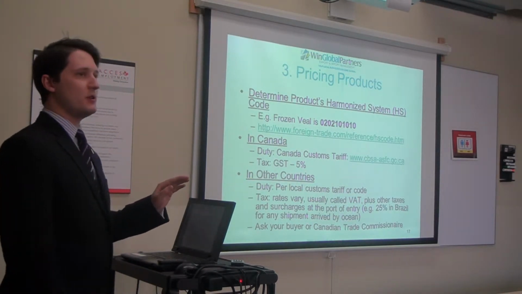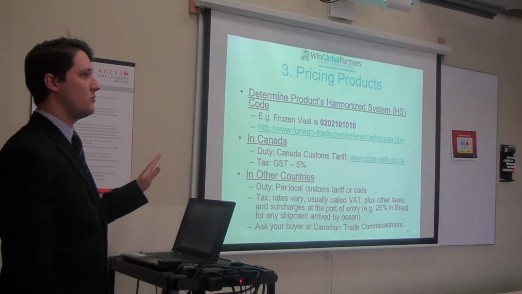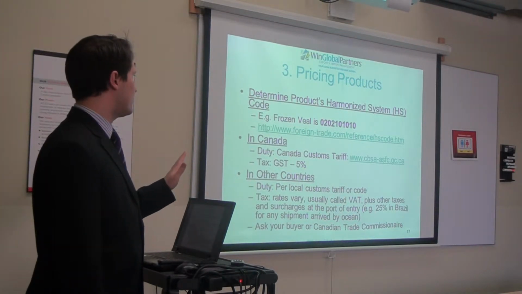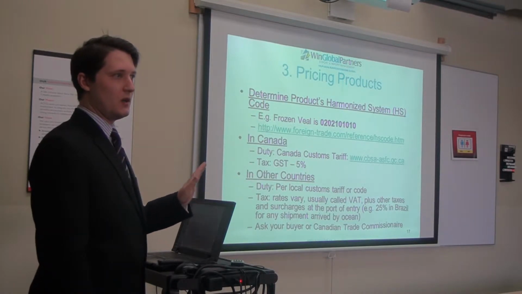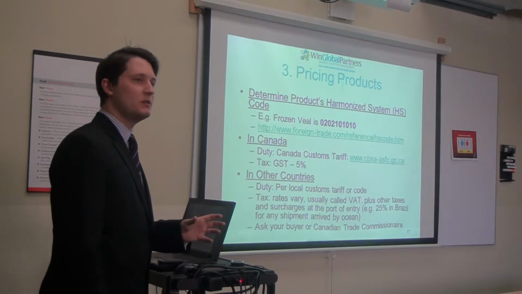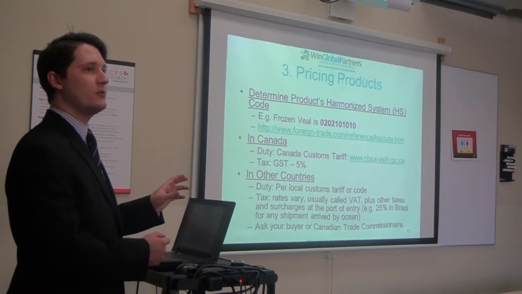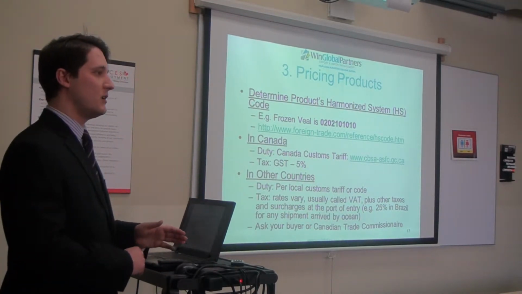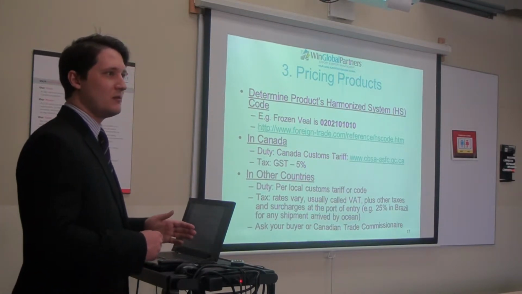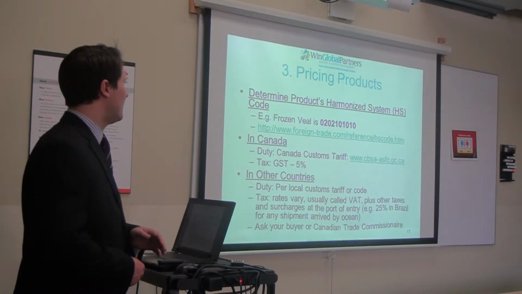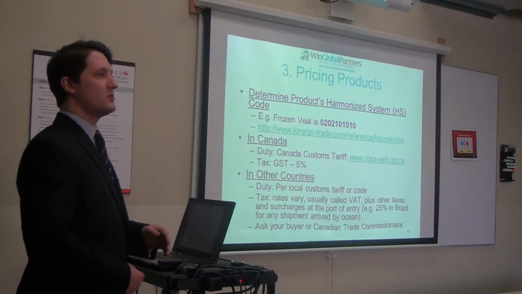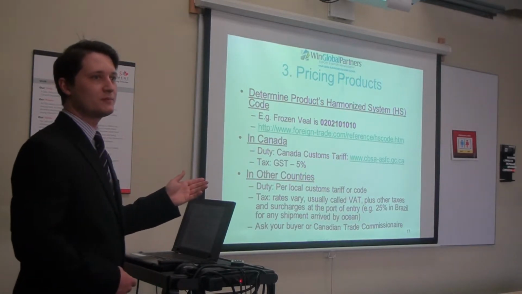But before we go into the pricing, these are the important things you have to know before you price the product. First of all, the harmonized code. Each physical product has a separate code. Chairs have their own code. Metal chairs have their own code. Wood chairs have a separate code. This one, for example, the frozen wheel. If the wheel is not frozen, it will have a different code.